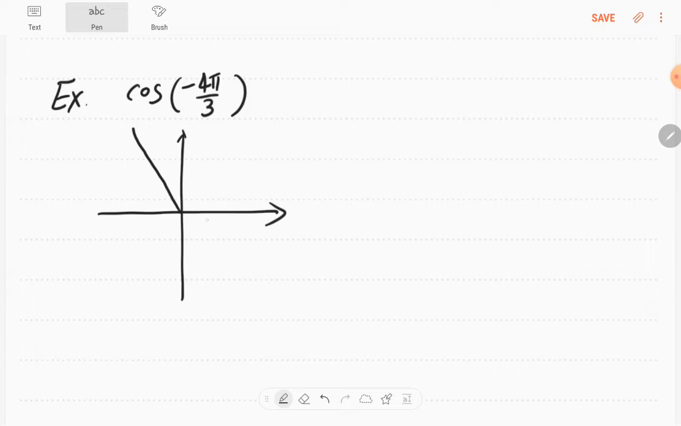So here is the negative 4 pi over 3, right? So the coterminal angle is always a positive angle, right? Which is here. So the coterminal angle is what? So this is negative pi, right? From here to here is negative pi. You need to get from here to here, another negative pi over 3. So in the opposite direction, it's pi over 3.